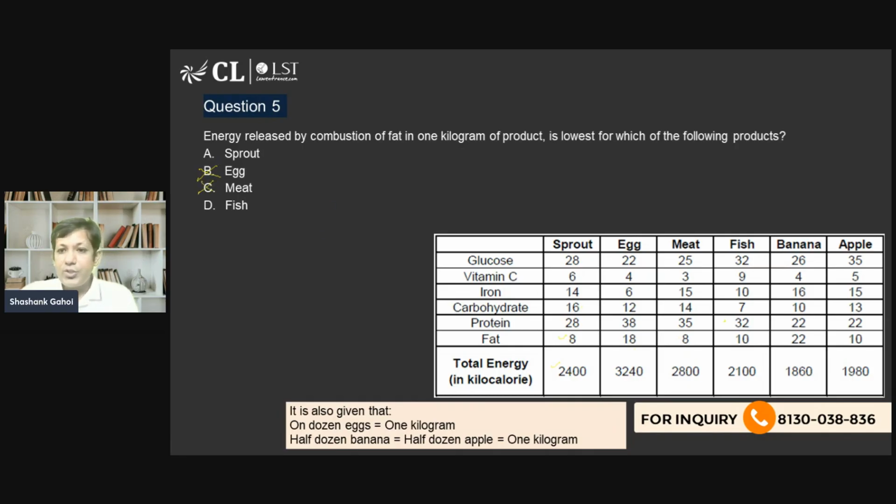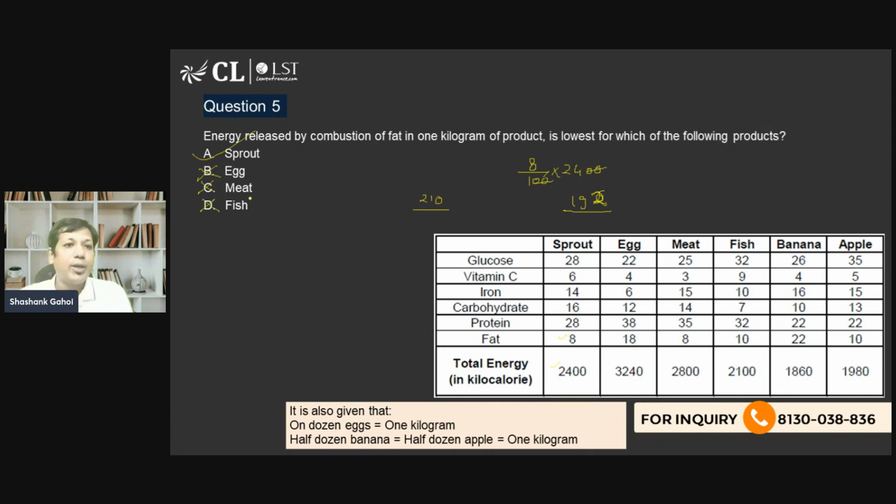If I am talking about fish, fish is 10% of 2100, that is 210. Okay, fair enough. Now this is 8% of 2400. So 8 4s are 32, and 8 2s are 16, plus 3, 192. So basically it is going to be lowest for sprout. So we can directly get the answer that it should be lowest for the sprout and not for any other value. So that's how we can get the answer.